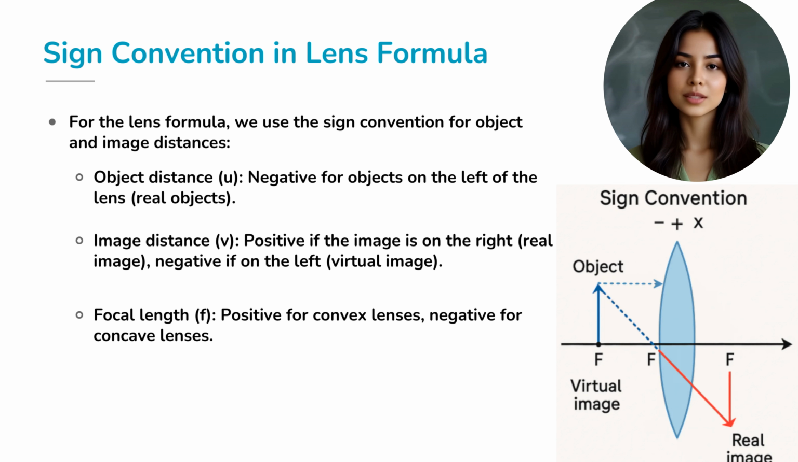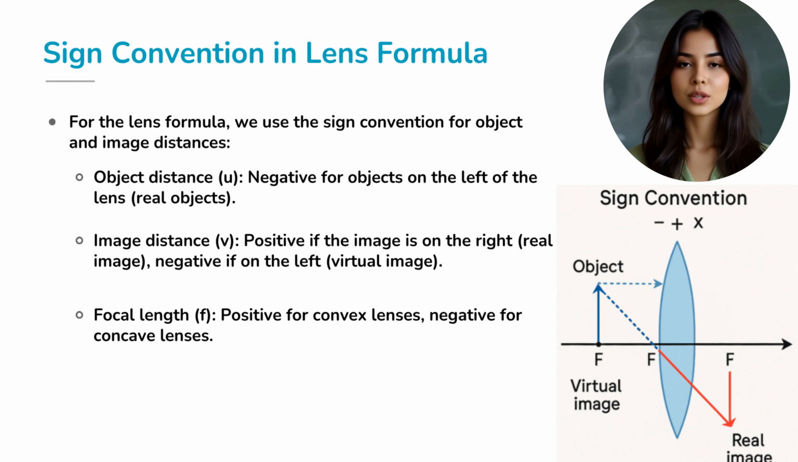Here's how it works. The object distance u is taken as negative when the object is placed on the left side of the lens. That's the usual case for real objects, like a candle in front of a convex lens. The image distance v is positive if the image forms on the right-hand side of the lens, meaning it's a real image. But if the image forms on the left, like in the case of a virtual image, then v is taken as negative. And what about the focal length f?